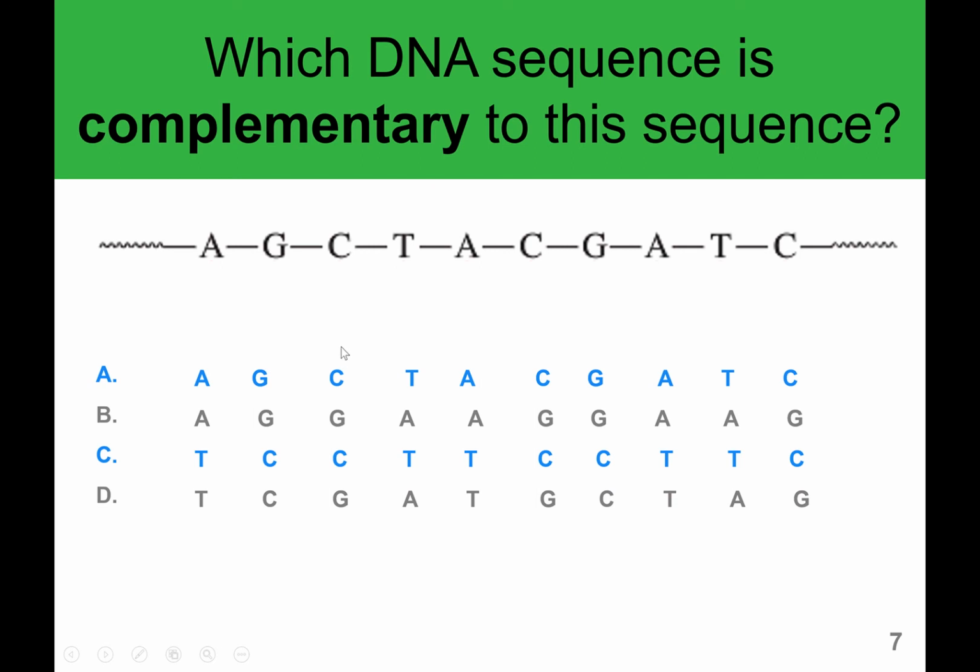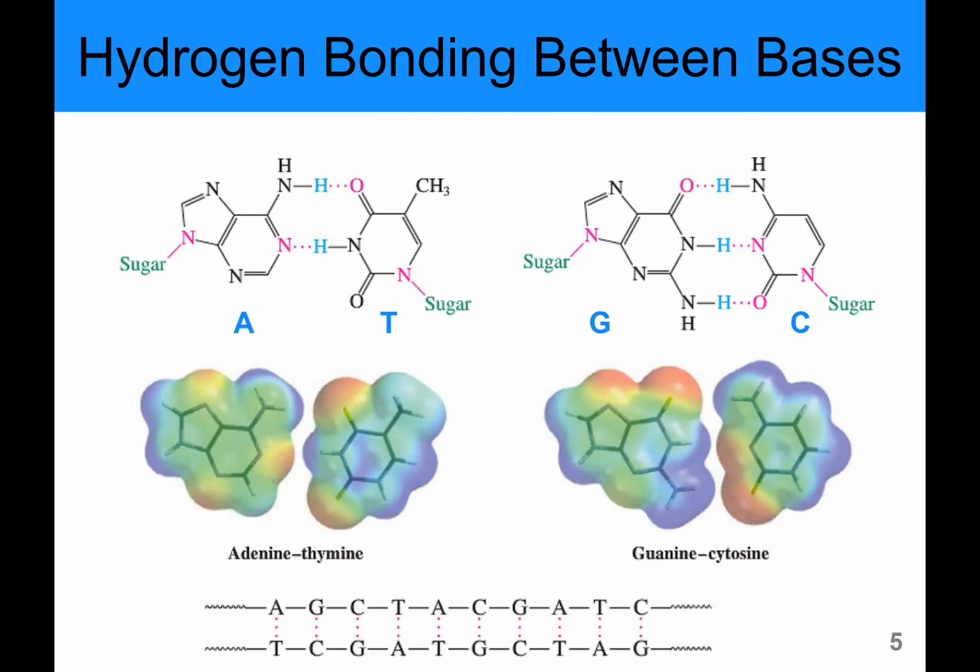So take a second and try to figure out which of these 4 possible sequences is complementary to this top sequence. And you can use the chapter 12 handout that's posted on Canvas to help you with this. It has those pairing rules listed, but A always matches up with T and G always matches up with C, just like we saw here. Okay.